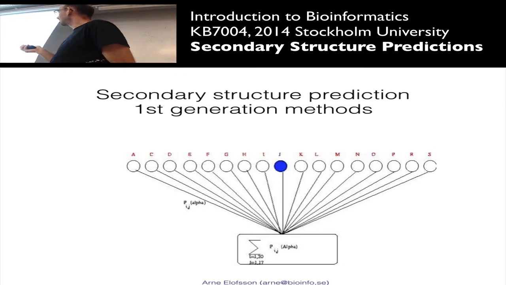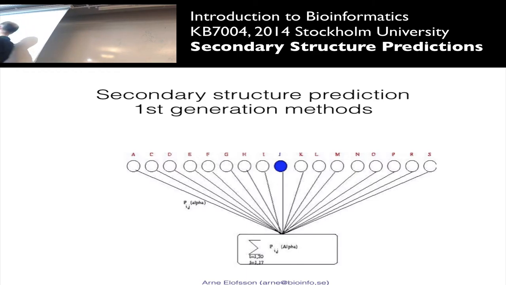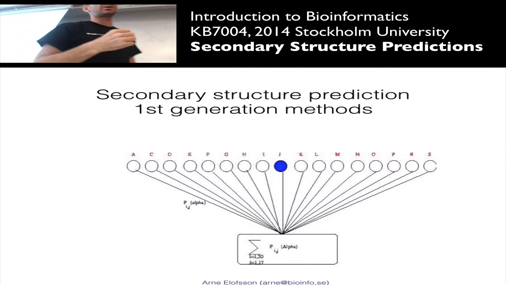Then you calculate the probability that the residue in the middle is an alpha helix, for instance, given that you have a certain amino acid type in the middle position, and a certain amino acid type 1 before, or 2 before, or 3 before, or 1, 2, 3, 4 after, etc. If you go too far away, the probability will be basically one for everything, because it doesn't affect it. But certainly for the neighboring residues, what you have there is important.